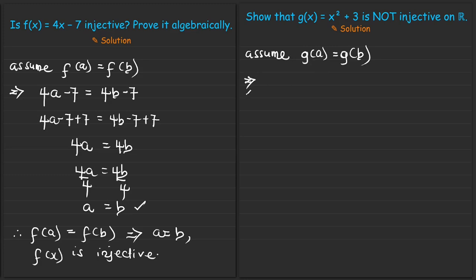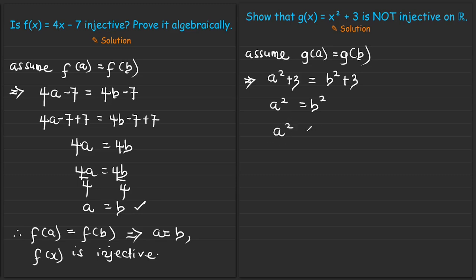If that is the case, then it simply implies that our g of a, that is substituting x for a, is going to be a squared plus 3, is equal to our g of b, which is going to be b squared plus 3. So with this, just as we did our previous one, the 3's cancel out. So we have minus 3 minus 3, which will leave us with a squared equals b squared.